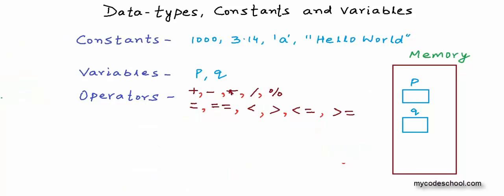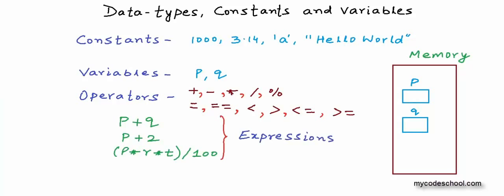Constants, variables, and operators are combined together to create mathematical and logical expressions that would evaluate to something. For example, let's assume that p and q are variables of type integer. Then p plus q will evaluate to the sum of values stored in p and q. P plus 2 will evaluate to the value stored in p plus 2. Now 2 is a constant here. 2 is a constant of type integer, and we can have complex expressions also, like this one to calculate simple interest. Let's now see how we can use these building blocks in a real program.